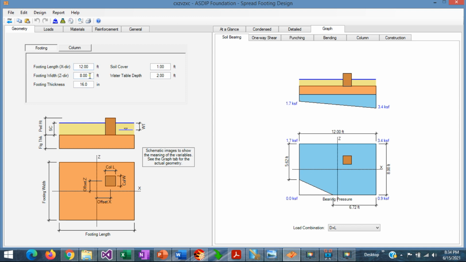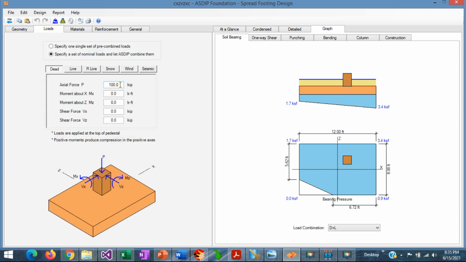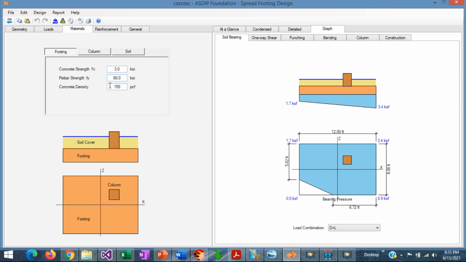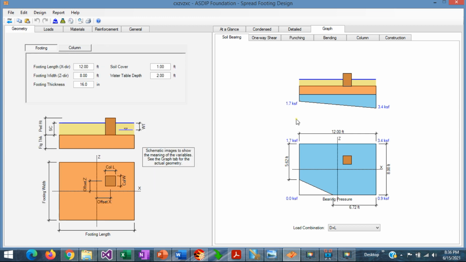It's a 12x8 footing by 16 inches thick. The column is placed eccentrically on the footing, so we have biaxial bending. We go to the loads tab. It's a simple footing, just with a concentrated load. If we go to the materials tab, here are the properties of the concrete and the reinforcing steel. Graphically, we can see the soil bearing pressures. These are the service load combinations, the controlling load, dead plus live.